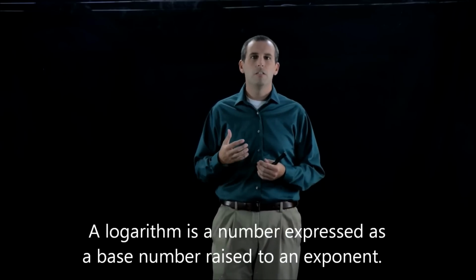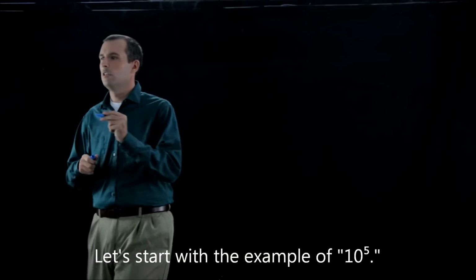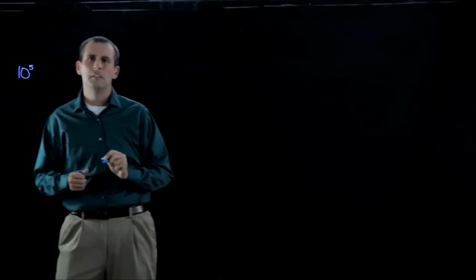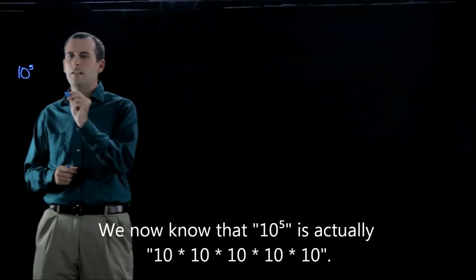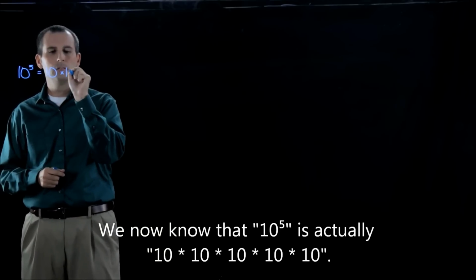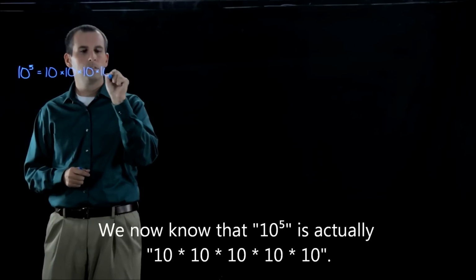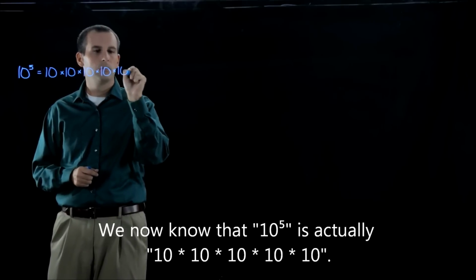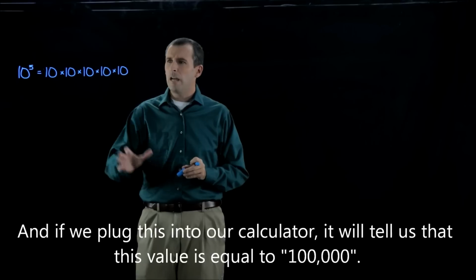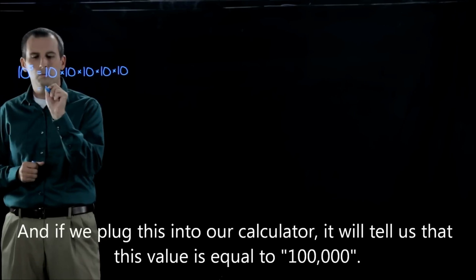A logarithm is a number expressed as a base number raised to an exponent. Let's start with the example of 10 to the 5th. We now know that 10 to the 5th is actually 10 times 10 times 10 times 10 times 10. And if we plug this into our calculator, it will tell us that this value is equal to 100,000.